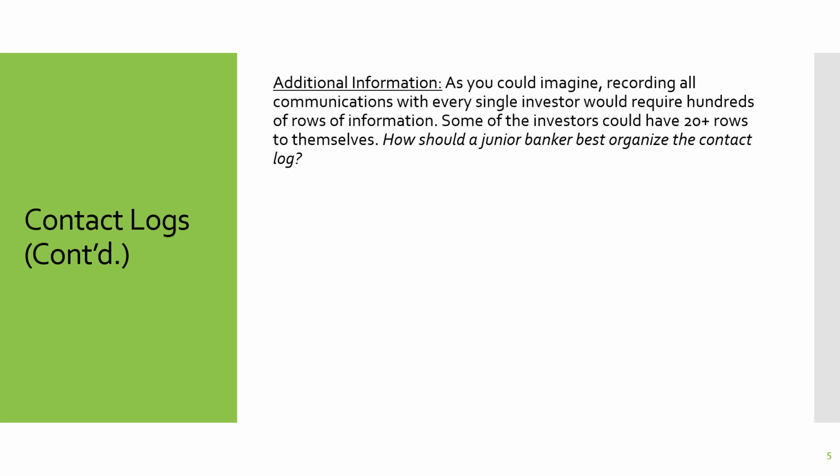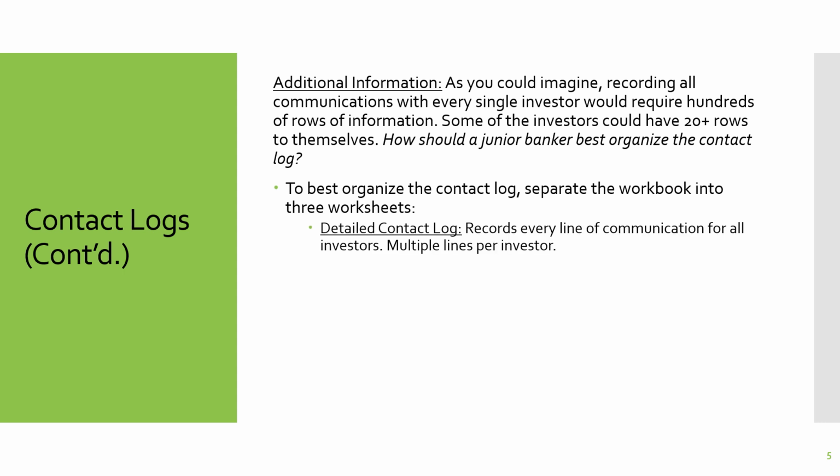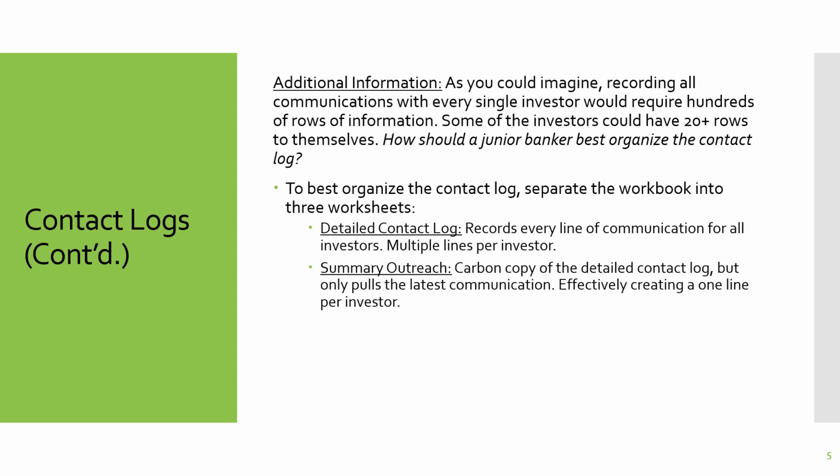Contact logs continued. As you could imagine, recording all communications with every single investor would require hundreds of rows of information. Some of the investors could have 20 rows themselves. So, how should a junior banker best organize the contact log? To best organize a contact log, separate the workbook into 3 worksheets. The first worksheet, detailed contact log. This records every line of communication for all investors. This is multiple lines per investor.